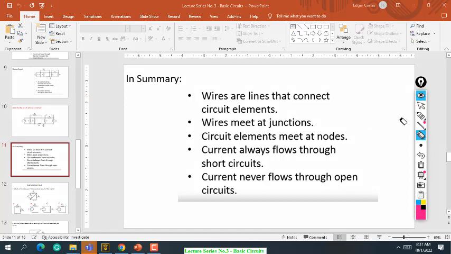So wires met at junction, no? So junction, circuit elements met at nodes, okay? We've discussed this. Current always flows through a short circuit, no? Current never flows through an open circuit, of course, because it is open, no? So that is to summarize what we've discussed in basic circuits this morning, no?